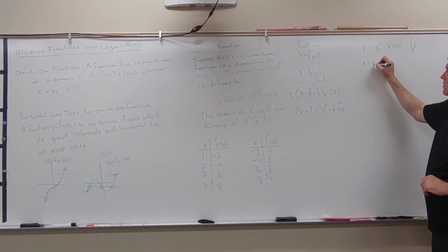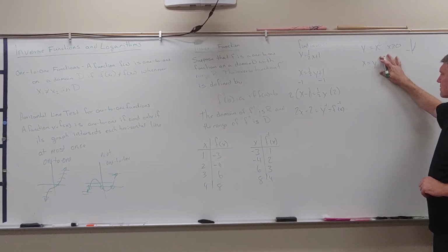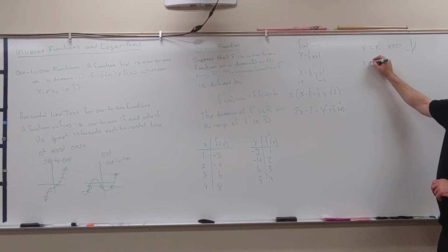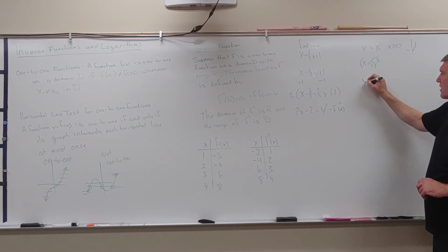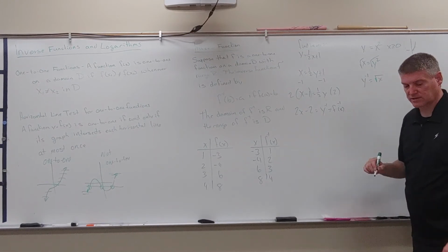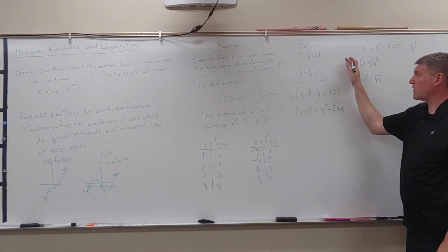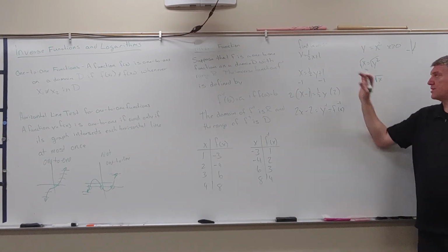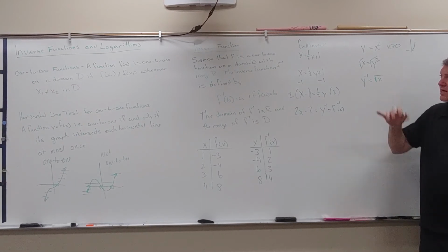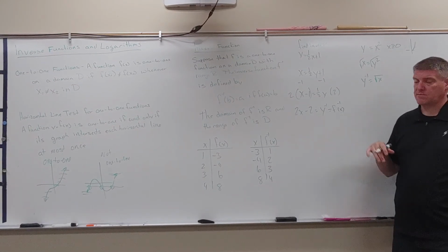So x equals y squared. How I get rid of a square is I take the square root. And so I get y inverse is equal to the square root of x. So if you're going to find your inverse, what you're going to do is interchange x and y, and solve for your new y. So that's inverses, and then we're going to talk about logarithms.